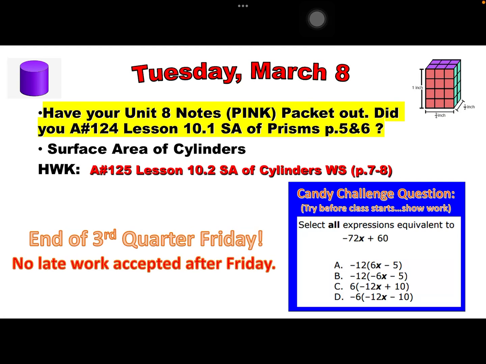All right, good morning. Today we are going to begin surface area of cylinders. You will need your notes packet, your pink notes packet, which is where your homework was. You needed to submit assignment 124, which is page 5 and 6 in your packet, over surface area of rectangular prisms. Today we will begin cylinders.